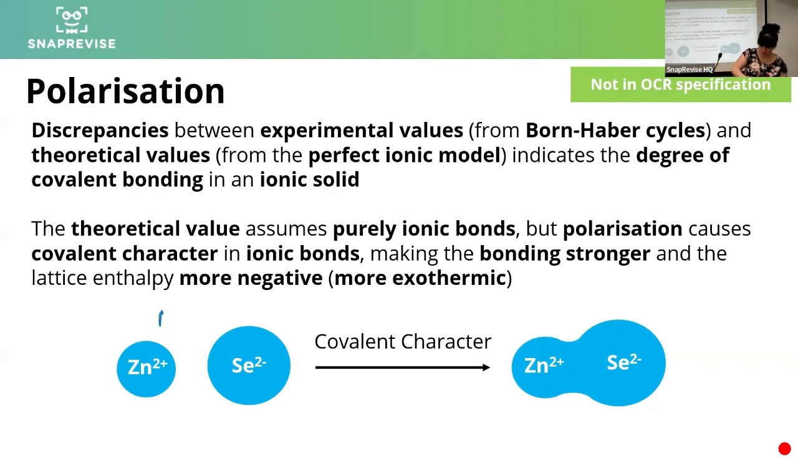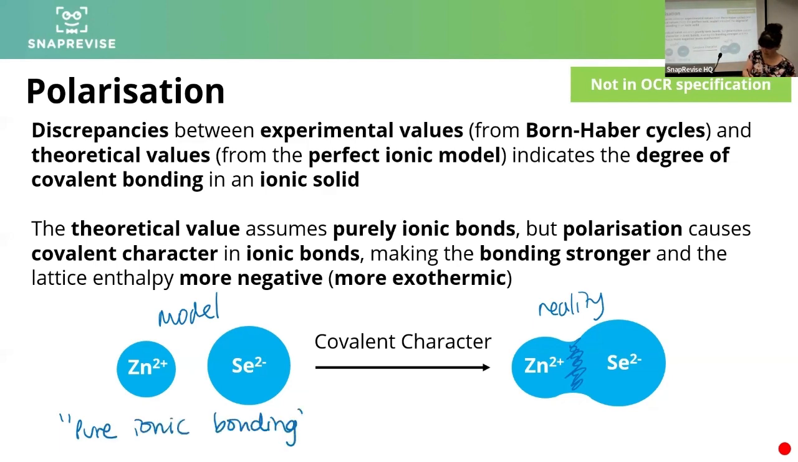So this is our model. And in reality, we have a little bit of covalent character, so electron density between the nuclei, which tends to be stronger. So this is our pure ionic bonding. And this is showing covalent character.